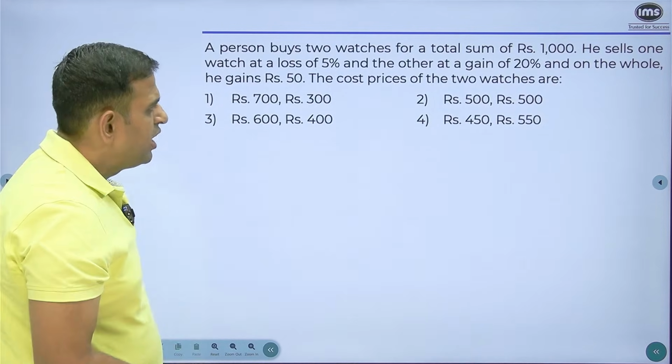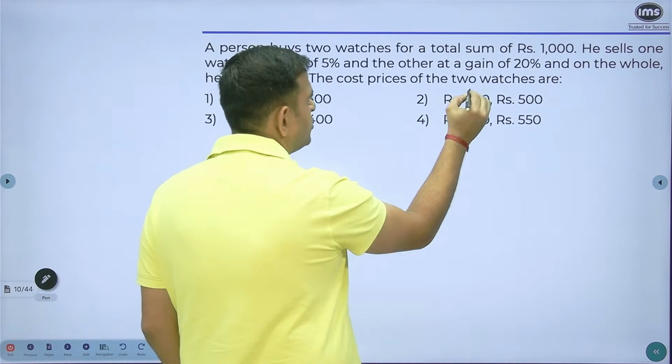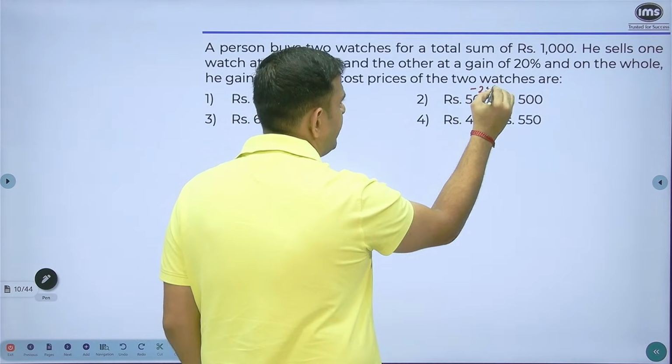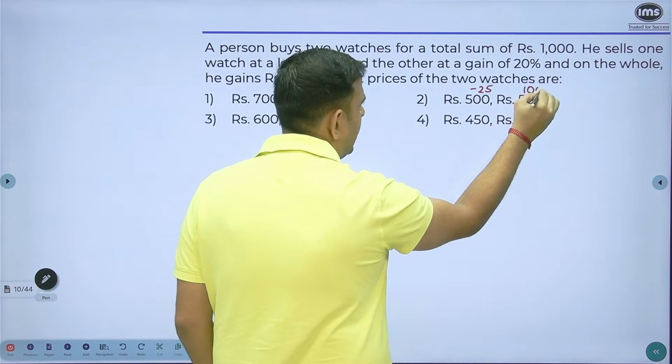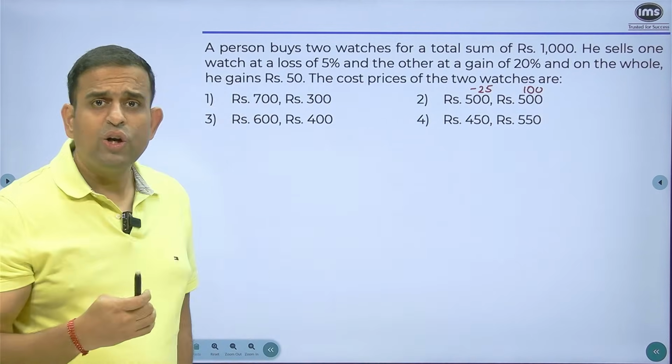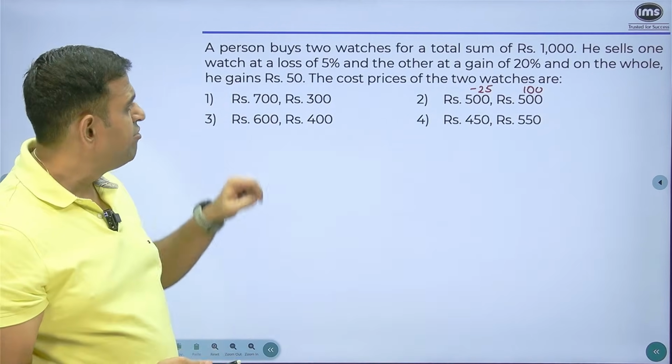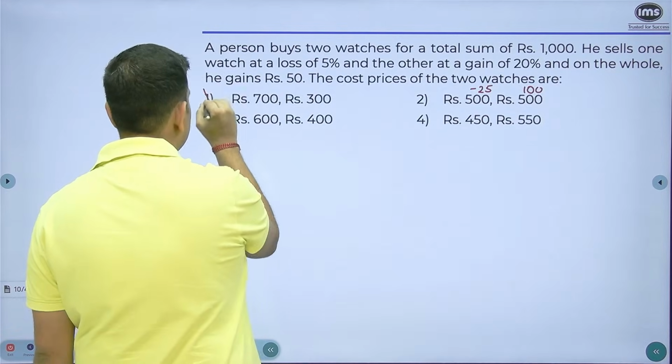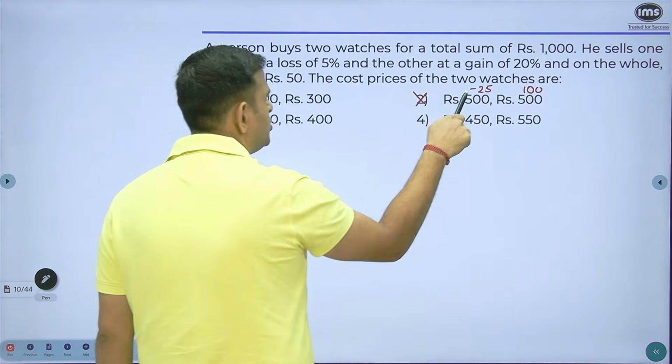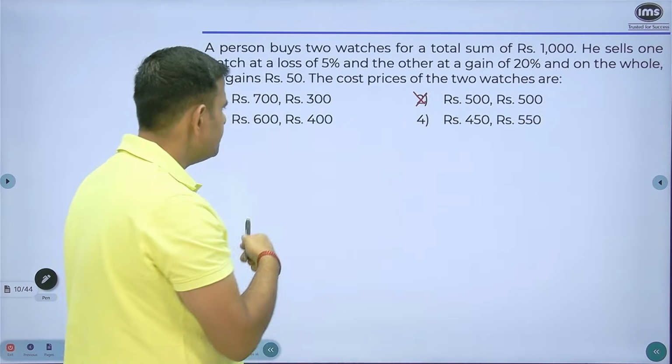If I take the equal scenario, in this particular case, there will be a loss of 25 and a gain of 100. This will lead to a gain of 75 and not 50. So option number 1 is out. Option number 2 also is out at the moment.